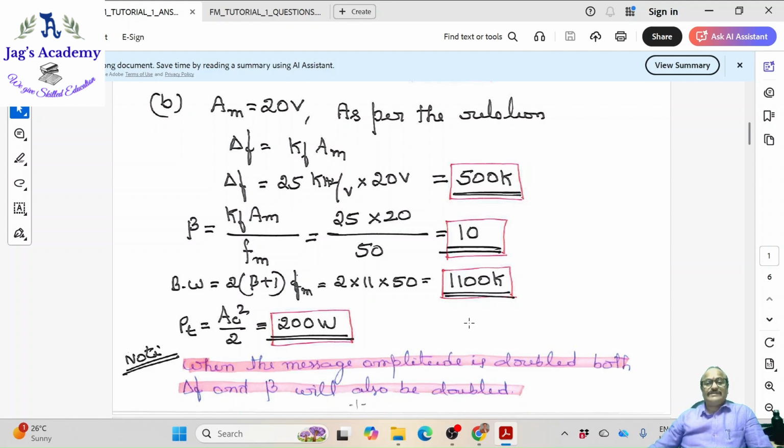Try to practice these questions. Remember these formulas, which are very much helpful to you.